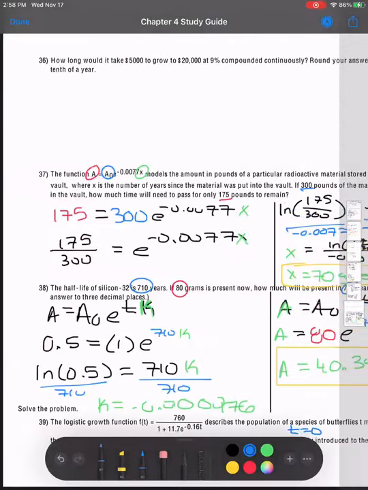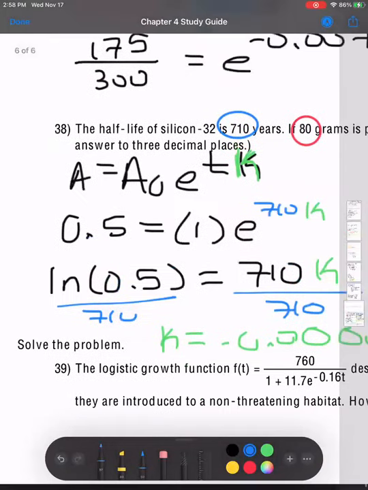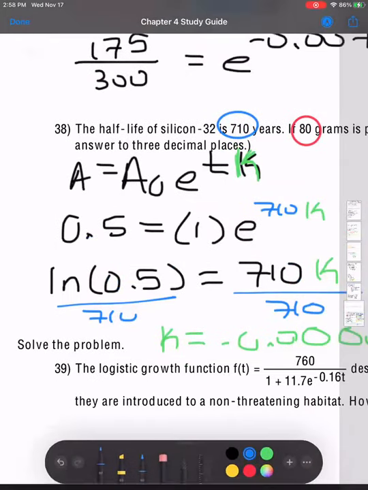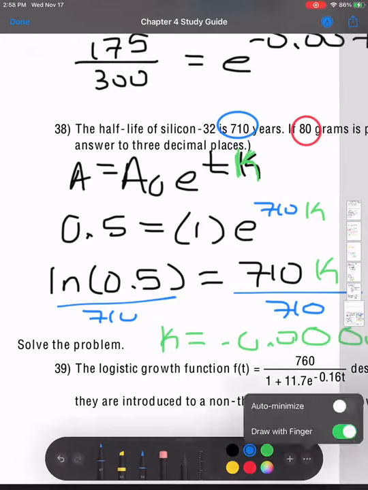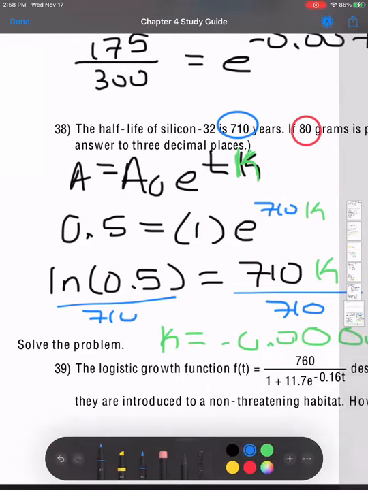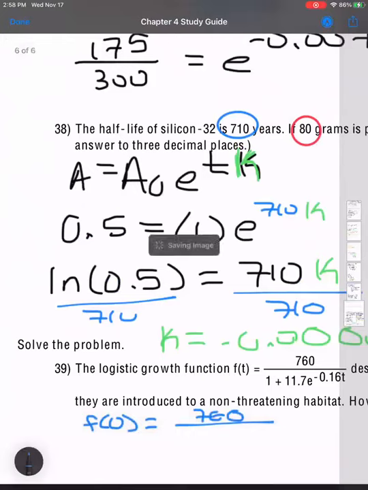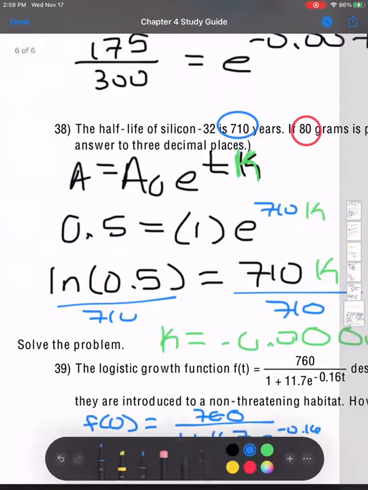So then once you know that, it's pretty straightforward. We're just going to be plugging everything in. So we are going to have f of 0 equals 760 over 1 plus 11.7 e to the power of negative 0.16, and then our t value is going to be that 0.